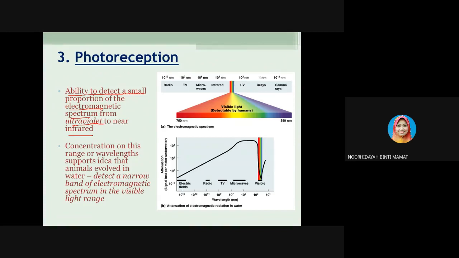The concentration on this range of wavelengths supports the idea that animals evolved in water. As you can see, it can detect a narrow band of the electromagnetic spectrum in the visible light range. So this is photoreception, the ability to detect a small proportion of the electromagnetic spectrum.